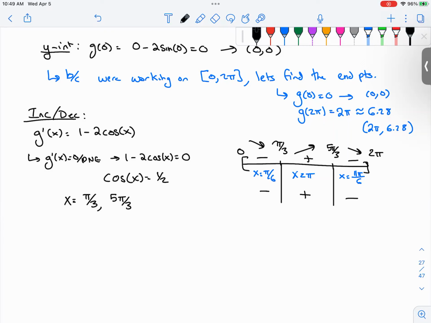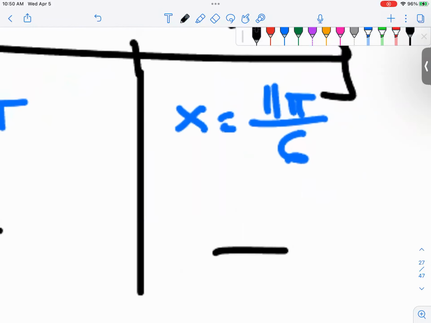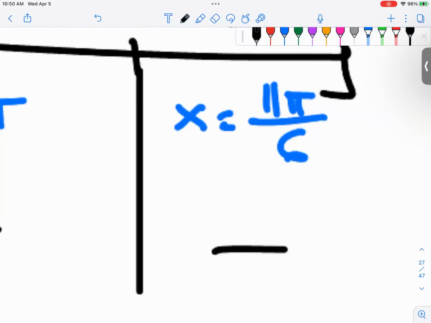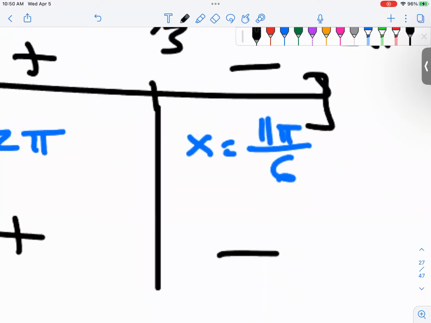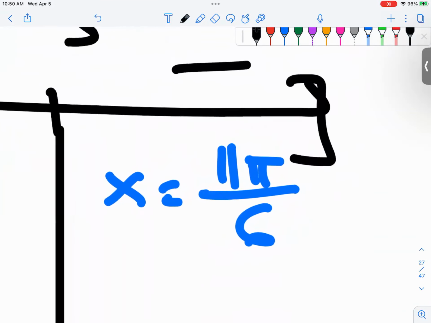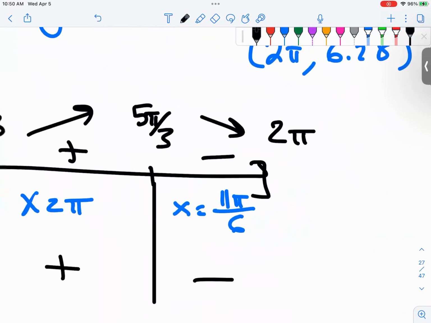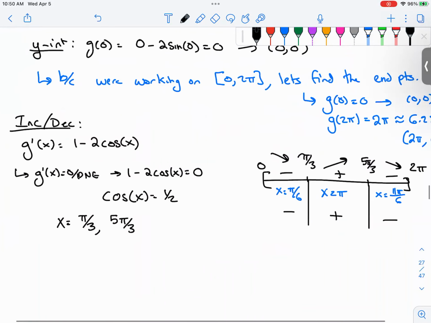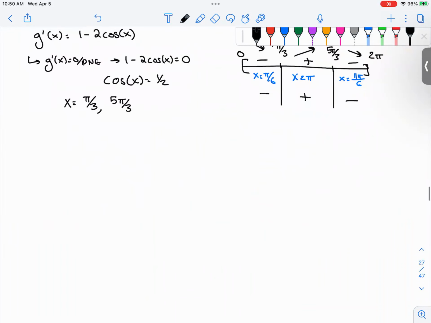So to get this straight, x equals pi over 6, x equals pi, and x equals 11 pi over 6. That's a hard one to see there. It's 11 pi over 6. Okay. It does look like a bunch of lines. Well, when you look at it like that, though. All right. So that's the increasing, decreasing.